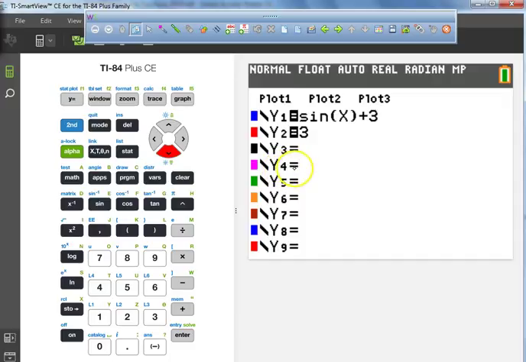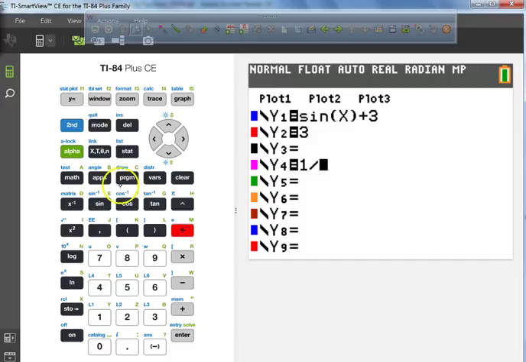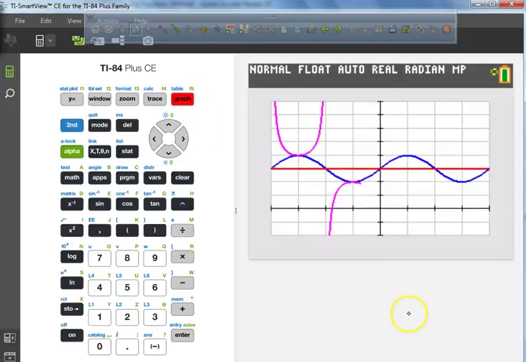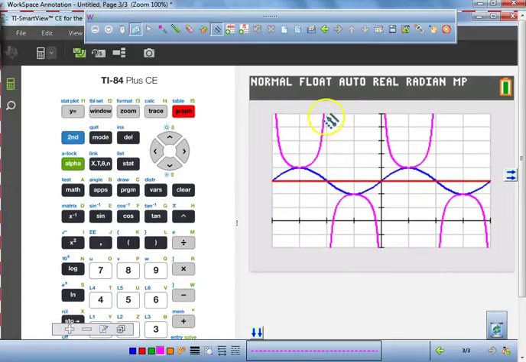Right here, purple y4, I want you to do 1 divided by the sine of x, close parentheses, plus 3. And when you do this, you'll see how these graphs are connected. Watch where they connect when you hit graph. That makes a heck of a lot more sense than if I took away all this in the middle. Some of you might ask, why do they stop there? Why does it not go down lower or up higher? So you see how these are now connected. Can you see your asymptotes, even though they're not drawn in?